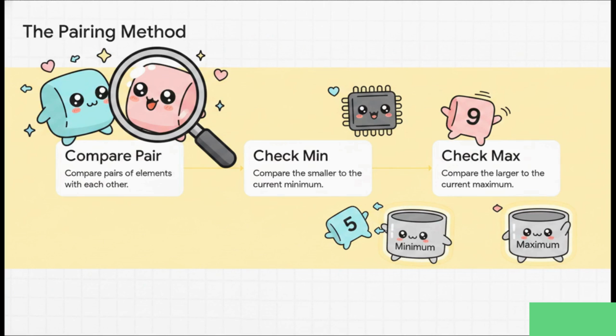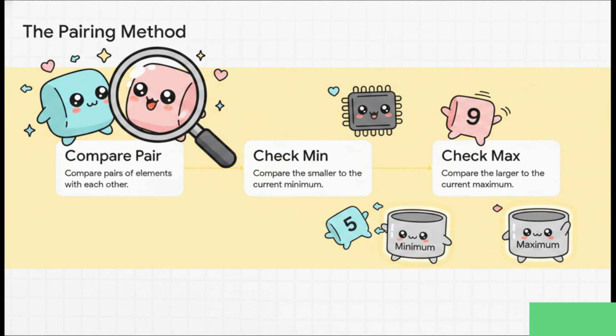Instead of processing elements one by one and making two comparisons for each against the running min and max, we're going to process the incoming elements in pairs. Let's say we pull the next two numbers from our array. Step 1, we compare them against each other. Boom. Now we know exactly which one is the local winner and which one is the local loser.